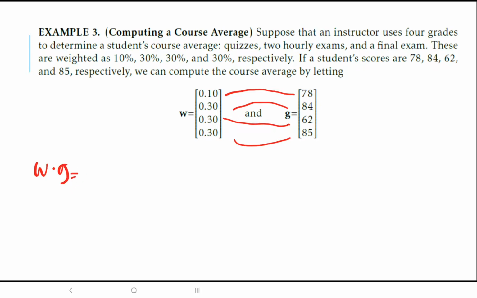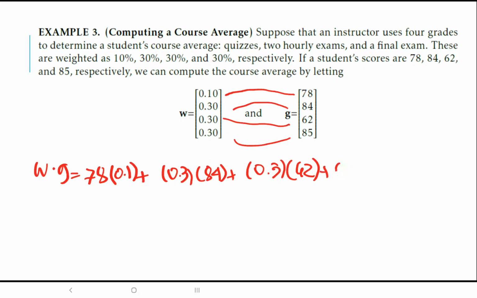So forming the dot product, we get 78 times 0.1, sige, isulat na lang muna natin. 78 times 0.1 plus 0.3 times 84 plus 0.3 times 62, and then 0.3 times 85, which leads us to 77.1. Okay, so that means that our weighted average is 77.1.